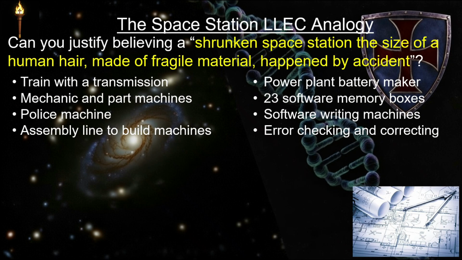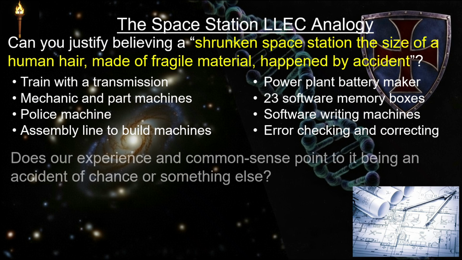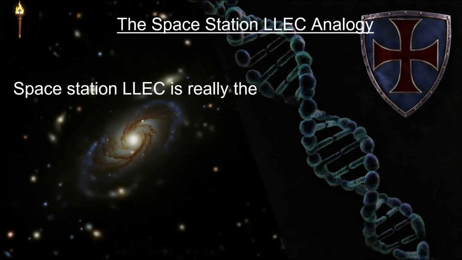So to bring it all together, can you justify believing a shrunken space station the size of a human hair made of fragile material happened by accident? And that shrunken space station would have a train with a transmission, mechanic and part machines, a police machine, an assembly line to build machines, a power plant battery maker, 23 software memory boxes, software writing machines, error checking and correcting processes. Does our experience and common sense point to it being an accident of chance or something else?